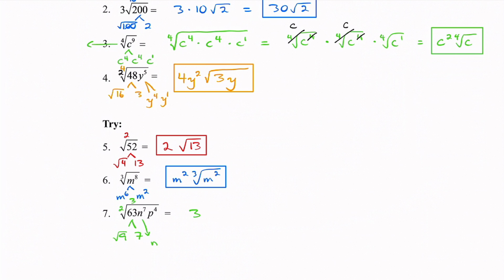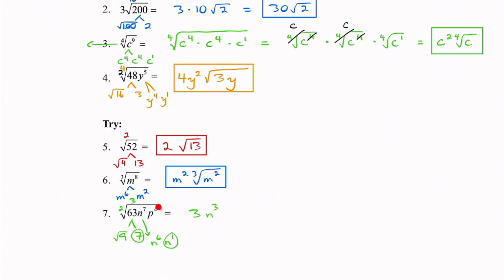So I could break it down into n to the power of 6 times n to the power of 1. And then 6 divided by 2 is going to be equal to 3. So I got an n cubed coming out. And this n to the power of 1 is going to be stuck inside. So I'm just going to circle the things that are going to be stuck back in the radical. So the 7 and the n.